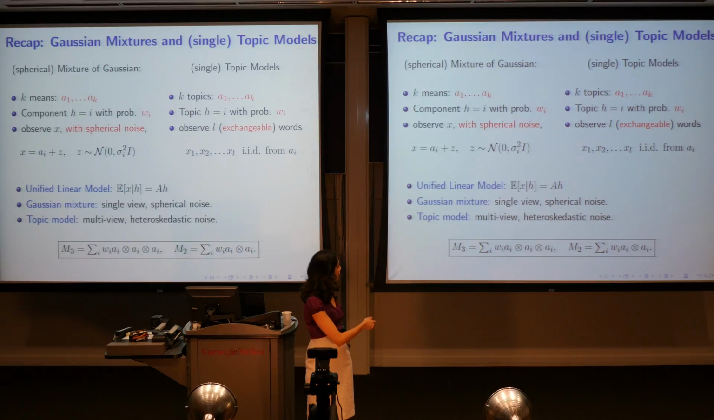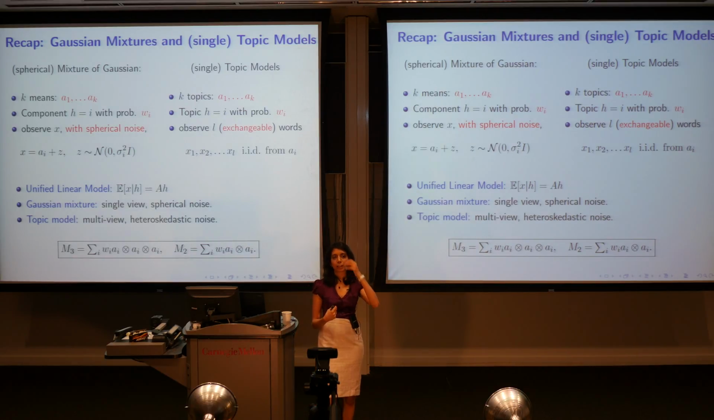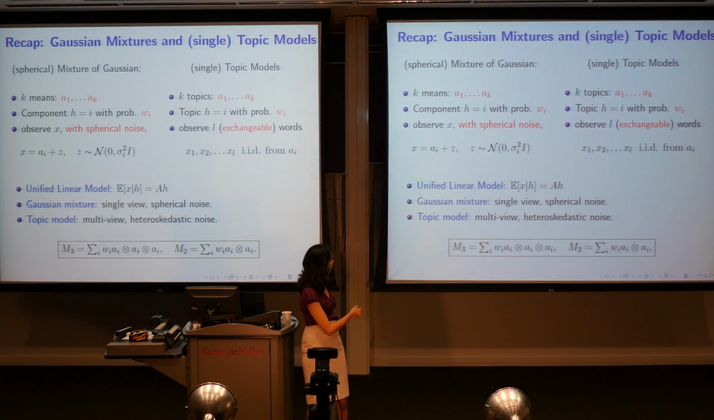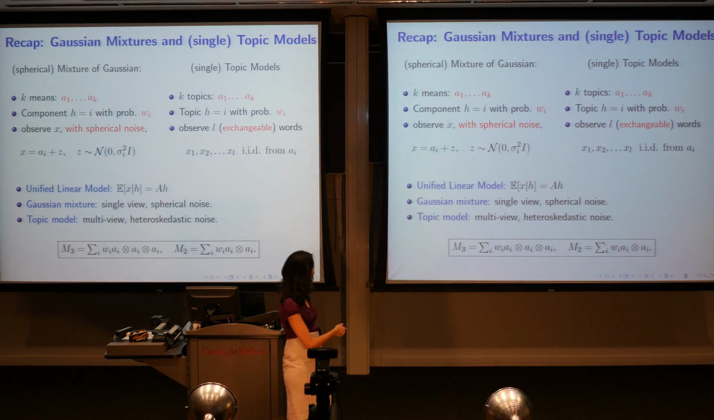They're all drawn IID from the same conditional distribution. So for each document, I fix the topic, and then I draw multiple words. And we saw that for both these models, we could still think of them in a unified linear framework, where I say that the expectation of my sample, given the hidden component, is just a linear function of H. H is my hidden component. A is the matrix which is either the set of means or the set of topic vectors.